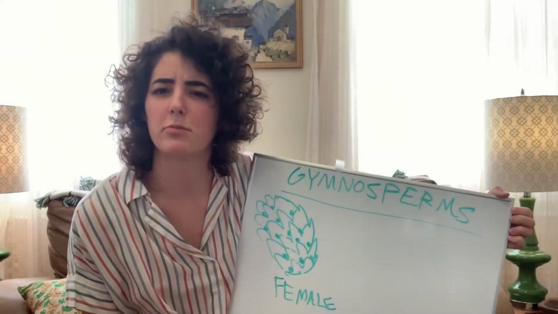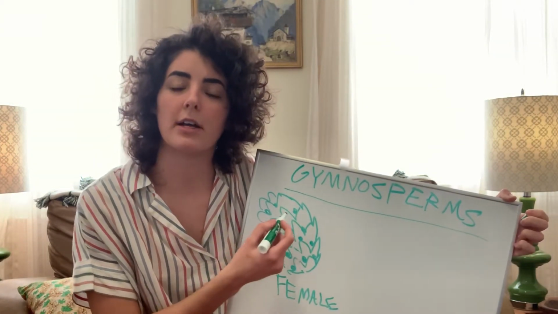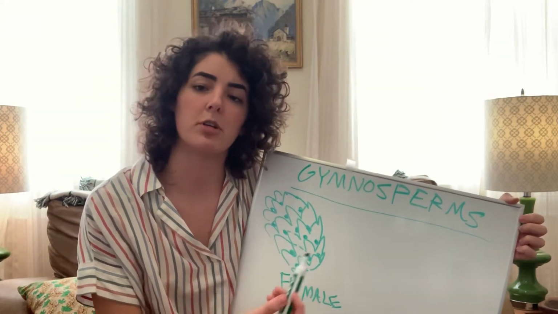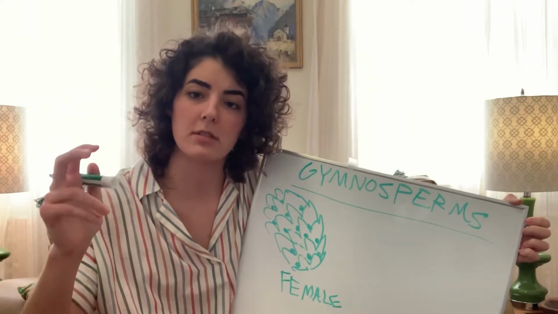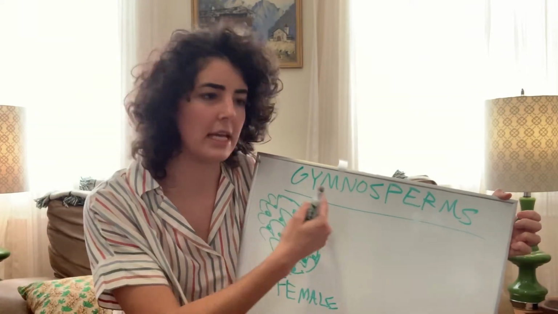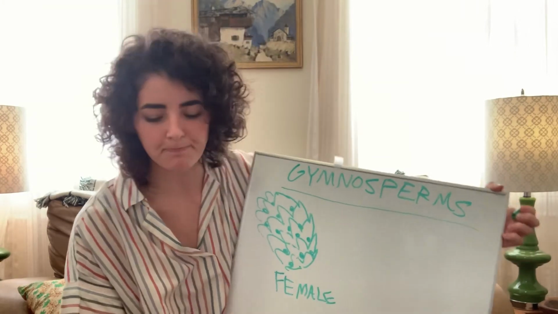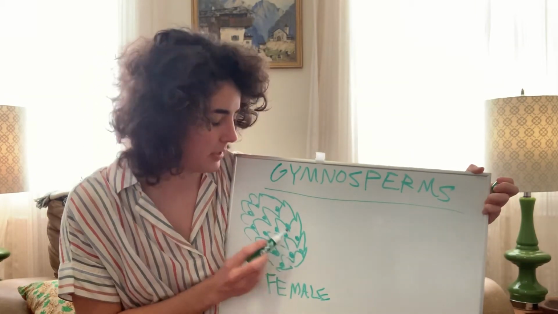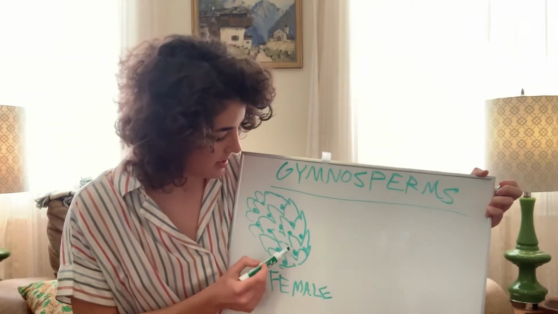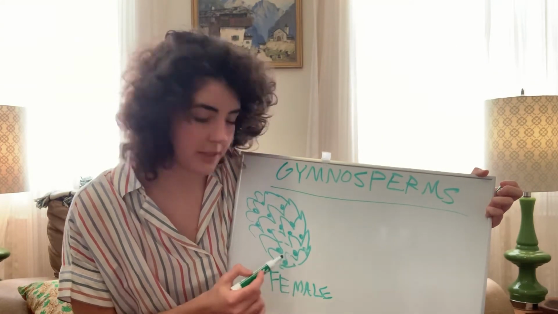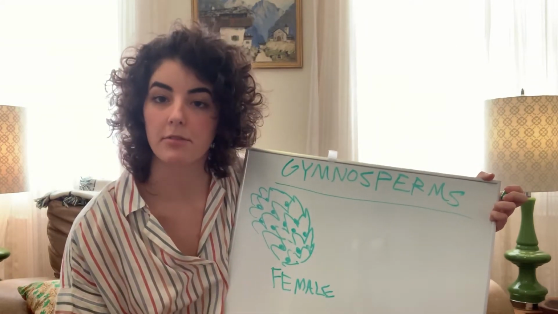They're not that big and visible in real life, but they are exposed on the outside. Remember, gymnosperms are exposed seeds. I think it literally means naked seed, gymnosperm does. So these are their naked seeds, the female ovules on the outside of the cone scales.